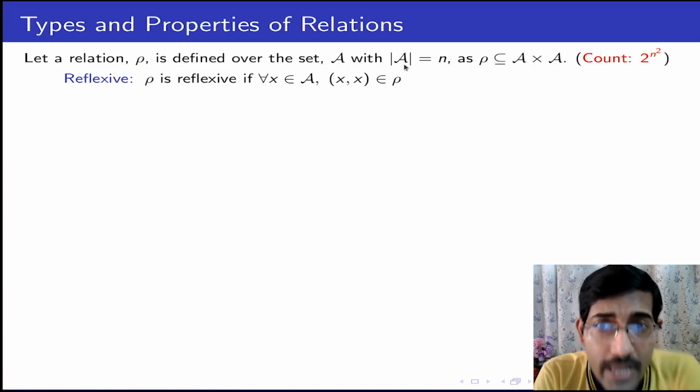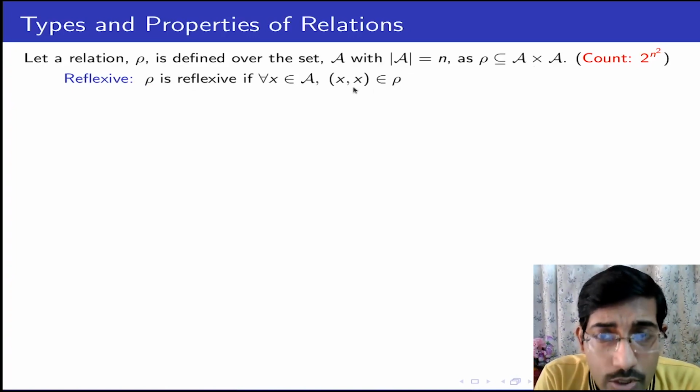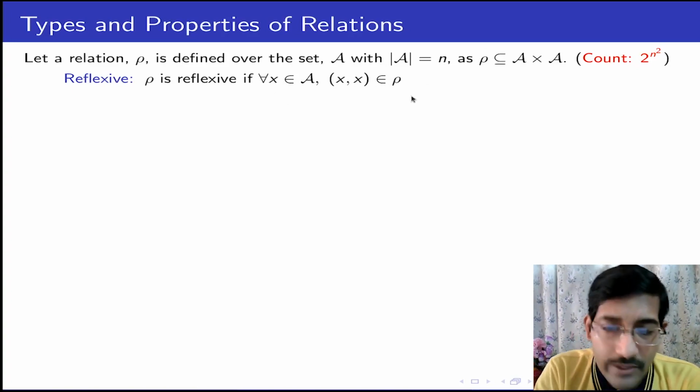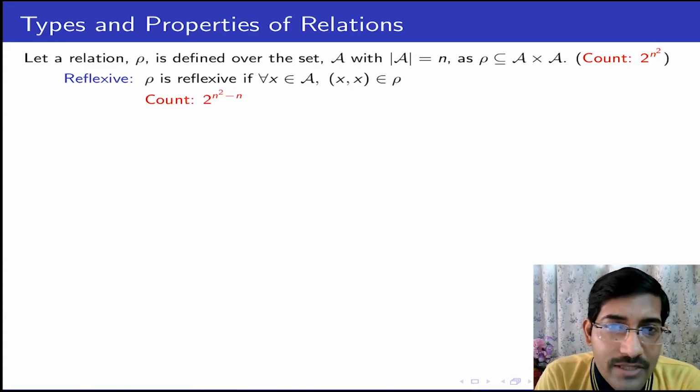So suppose A is equal to {1, 2, 3}. Then you have (1,1), (2,2), (3,3) in this rho. If all of them are present, then this is reflexive. The immediate question that comes is, since we are already relating with the count, how many such relations are possible?